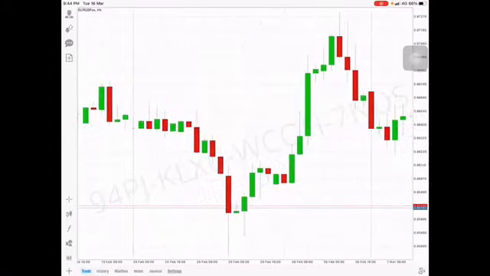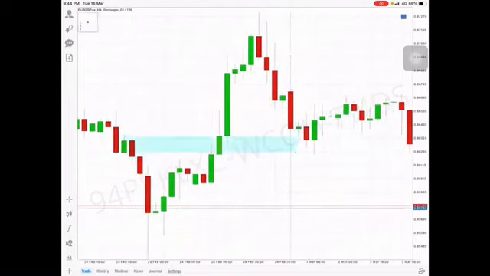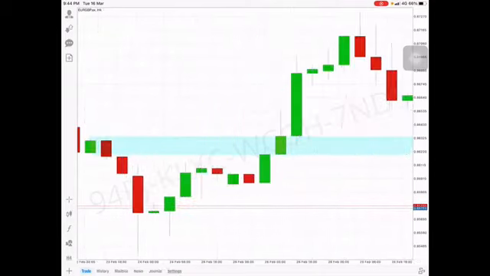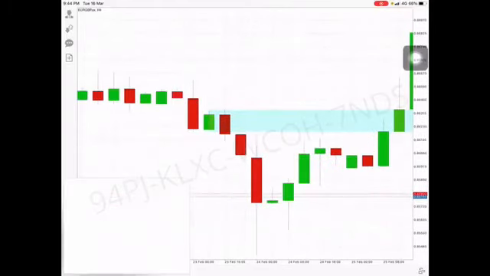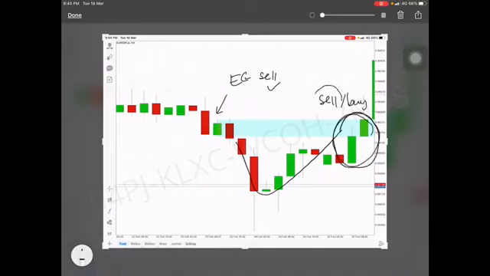Let me show you some other examples. Let's say you have this one. Now look at that. What engulfing is that? Is it engulfing sell or engulfing buy? This one is engulfing sell. That is correct. So when the price comes to the zone, are we looking for sell or buy? We're looking for sell.